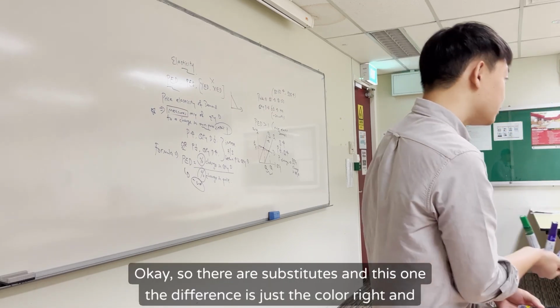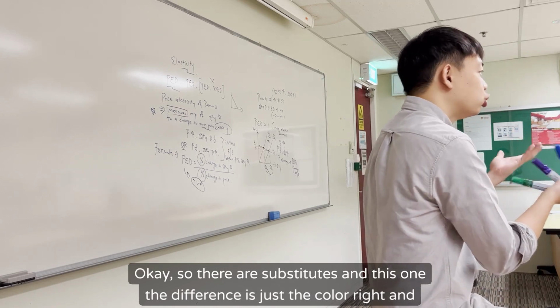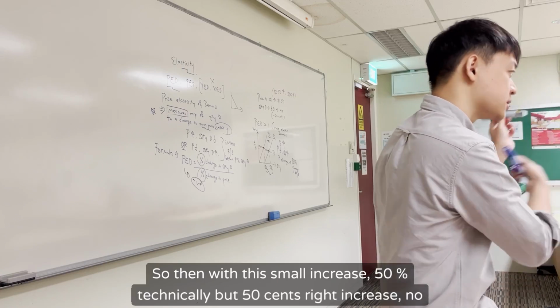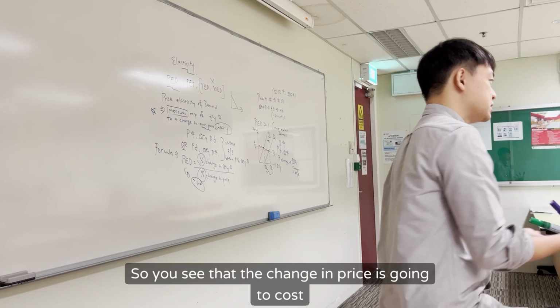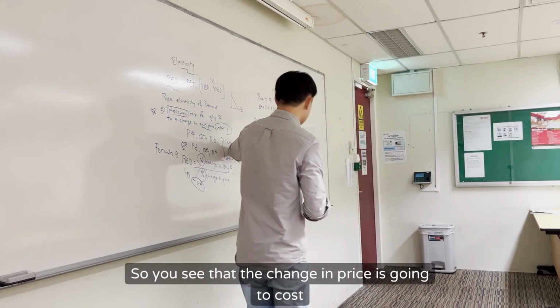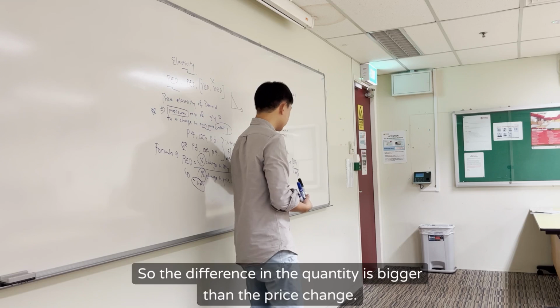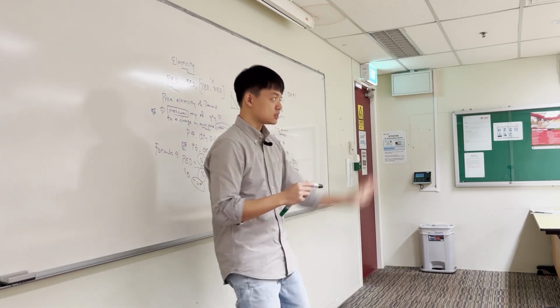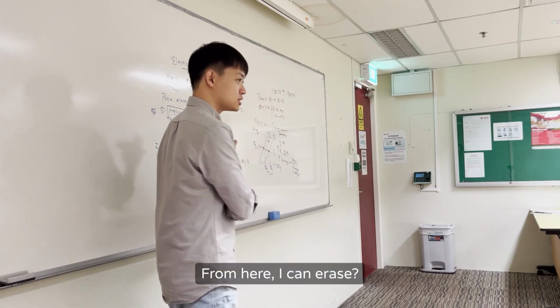There are substitutes, and the difference is just the color. And you don't need to use black, you won't die. So with this small increase, 50% technically but 50 cents, no one is buying. So you see that the change in price is going to cause all the people to stop buying. So the change in quantity is bigger than the price change. Make sense? Any question so far?